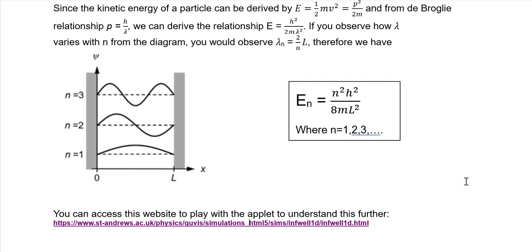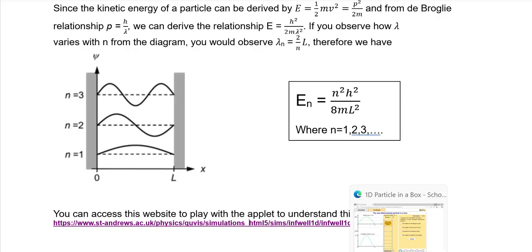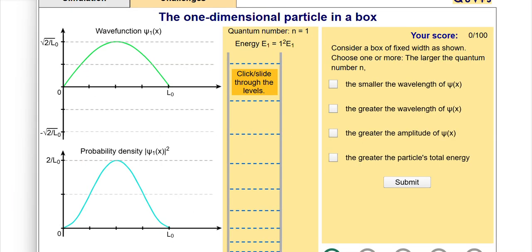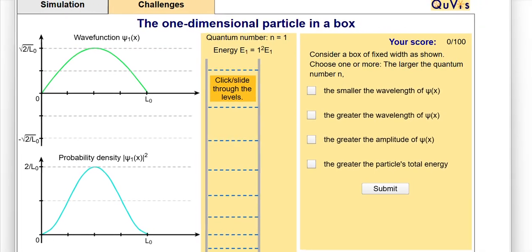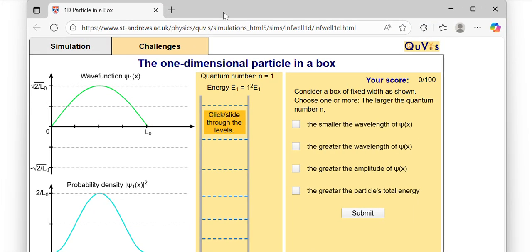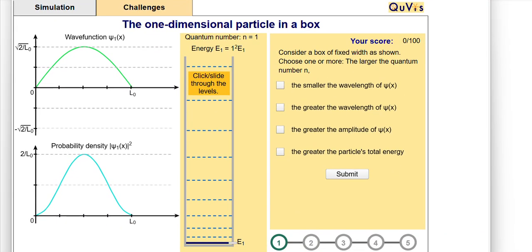To understand this further, you can play with this website. I think you can Google St Andrews ac.uk, or you can just type this out in your browser. I'll show you how to play with this website. So this is the actual website. Sorry, let me try to resize it for the window again. Apologies.